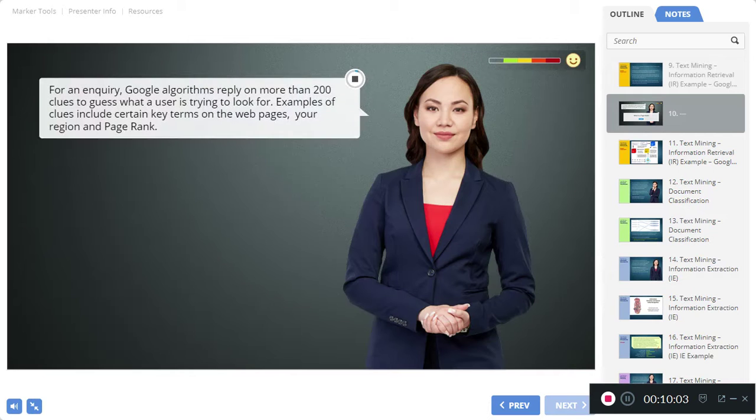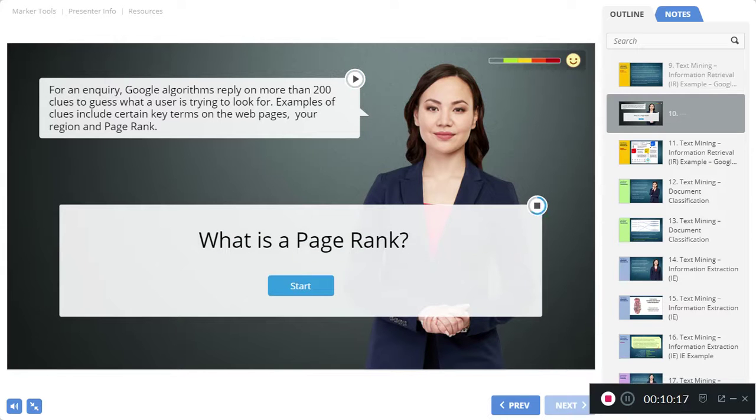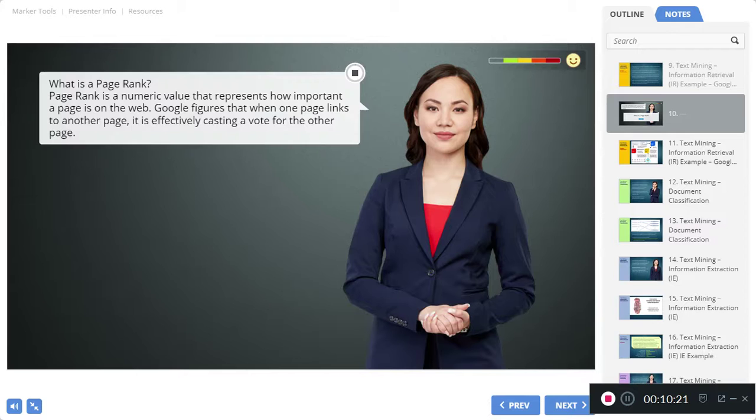For a query, Google algorithms rely on more than 200 clues to guess what a user is trying to look for. Examples of clues include certain key terms on the web pages, your region, and page rank. What is page rank? Page rank is a numeric value that represents how important a page is on the web.